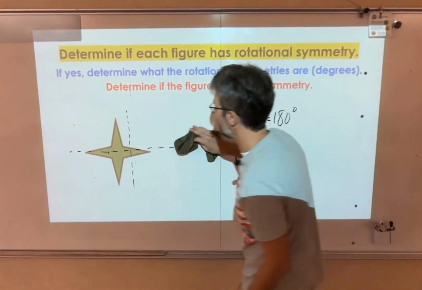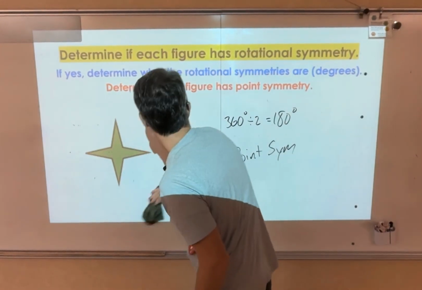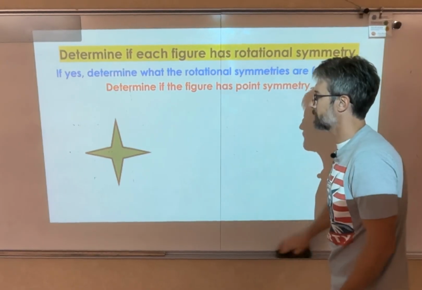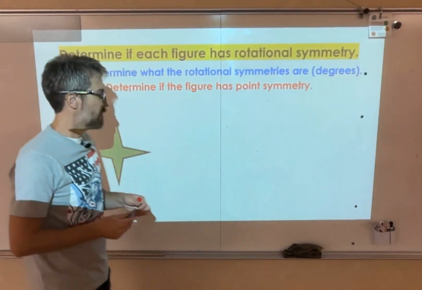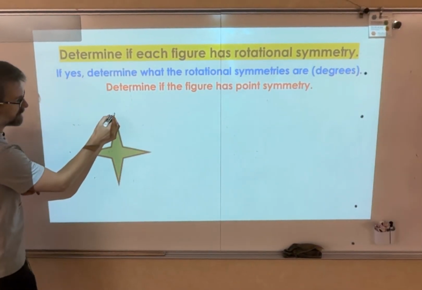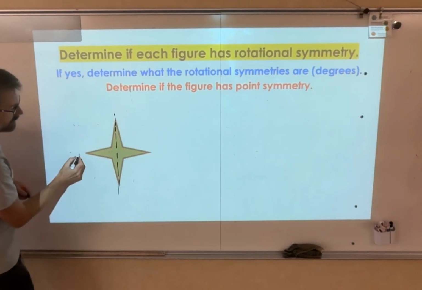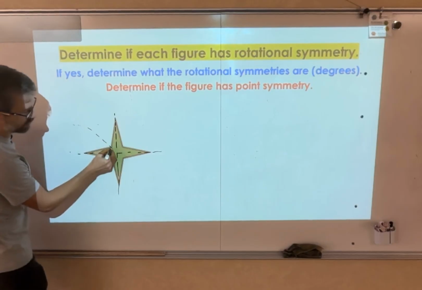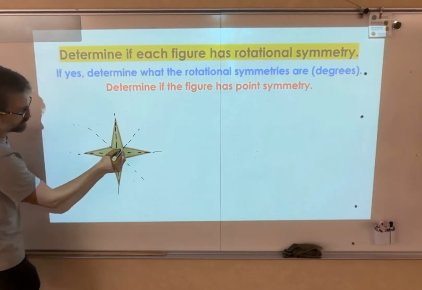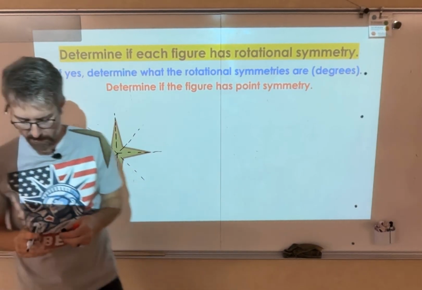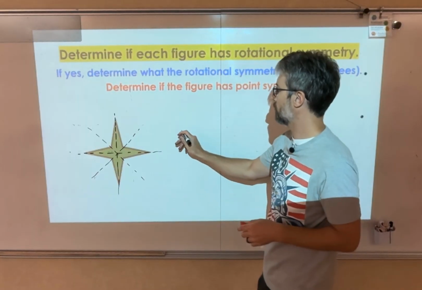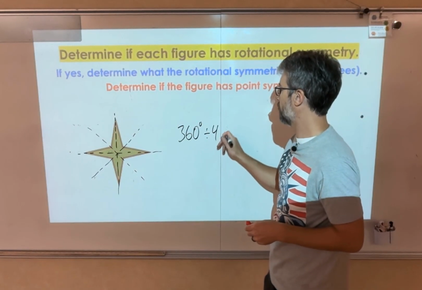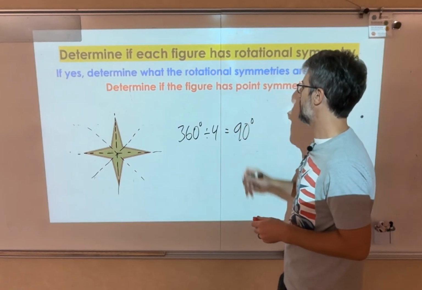All right, our star here. How many degrees is this one's rotational symmetry? Well, I know I've got a line of symmetry here. I've got a line of symmetry here, so that's 2. I can also go corner to corner like this for 3 and 4. So this is going to have 90 degree rotational symmetry. I can do 360 divided by 4, and that equals 90 degrees.